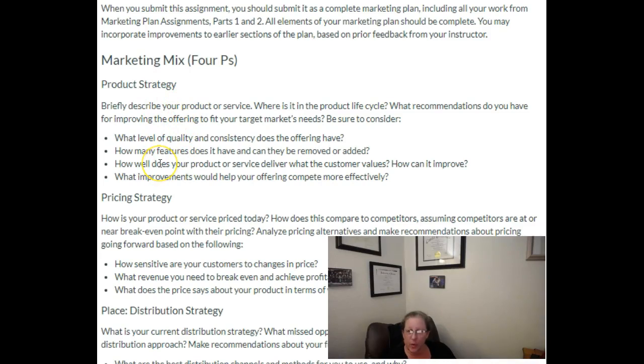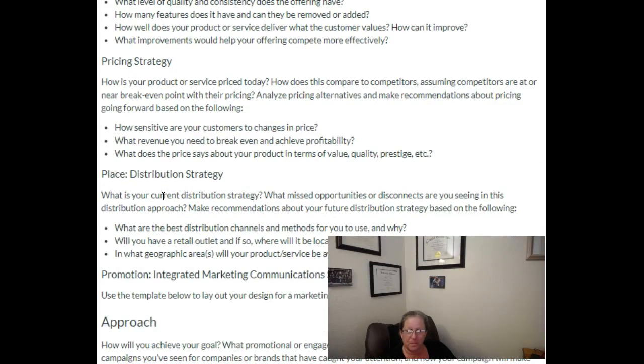You're going to describe your product or service, talk about where it's at in the life cycle, and make any recommendations that you have for improving the offering to fit your target market's needs. Consider the level of quality and consistency that the offering has, how many features it has, and whether they can be removed or added. How well does your product or service deliver what the customer values, and how can you improve that? And then what improvements would help your offering compete more effectively?